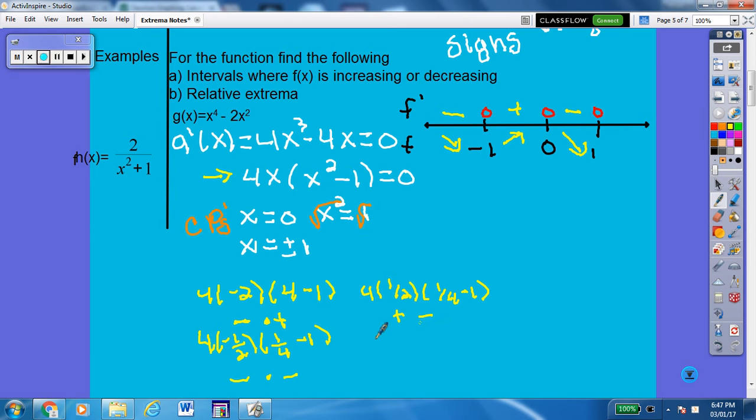Then let's use +2. So we have 4 times 2, and that's going to be 4 minus 1. So clearly all of this is going to work out to be positive. So I get my sign chart done. You can tell the intervals where it's increasing and decreasing. You would write those, remember, with brackets. So this would be -infinity to -1 with a bracket for decreasing, and -1 to 1 with a bracket.